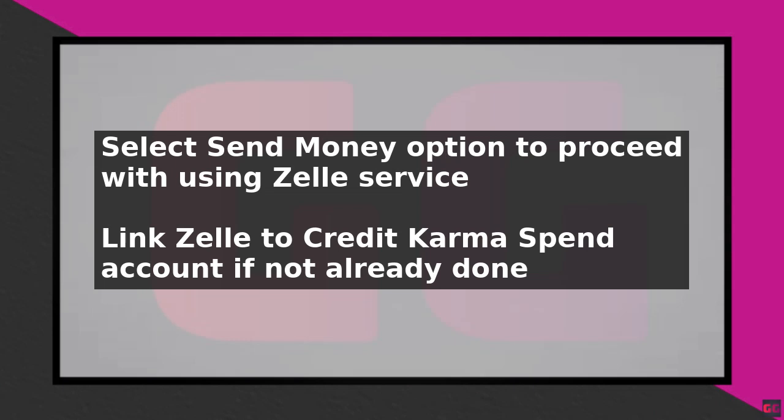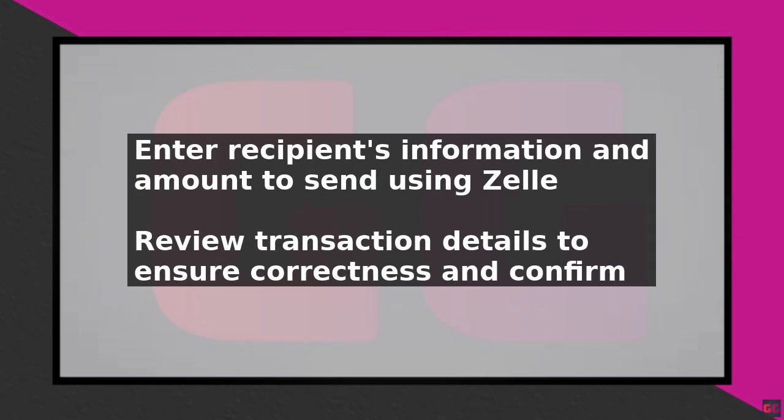After linking Zelle, you can send money to anyone with a U.S. bank account using their email address or mobile phone number. Simply enter the recipient's information, the amount you want to send, and add a memo if needed. Review the transaction details to ensure everything is correct. Then confirm the transaction.